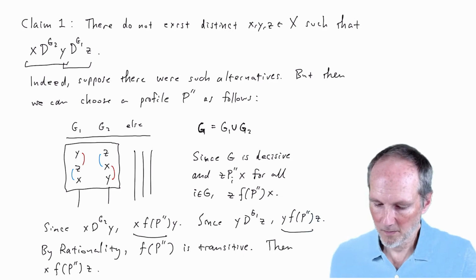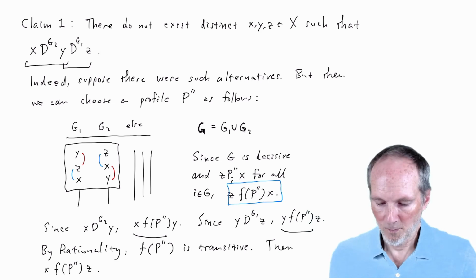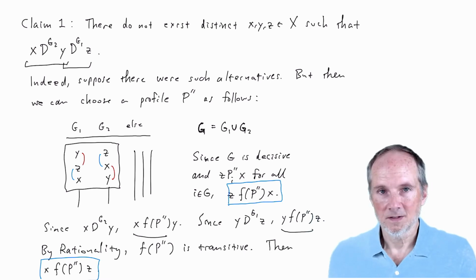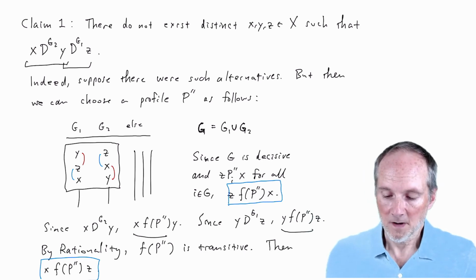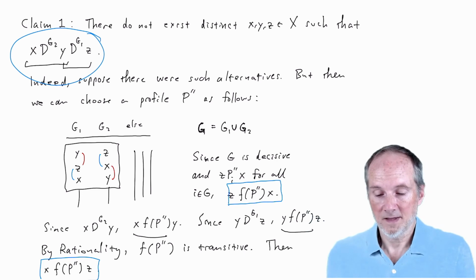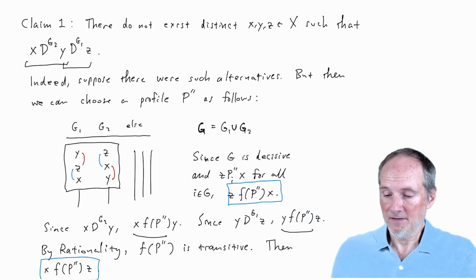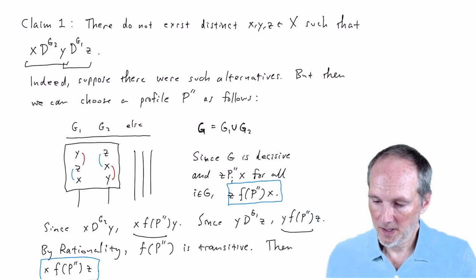But wait a minute. We started by saying, well, G is decisive, so Z must be socially preferred to X. We just deduced that the opposite social preference had to hold. So if there were alternatives that were hooked up like this, then we would end up having social preferences going in the opposite direction between X and Z, and that can't happen. Okay, so this is a contradiction.